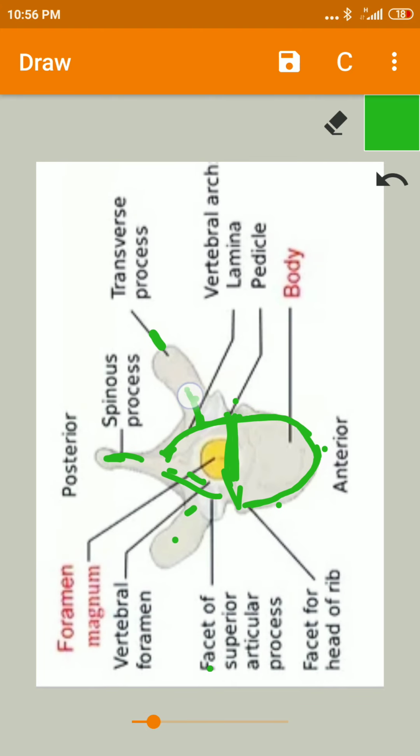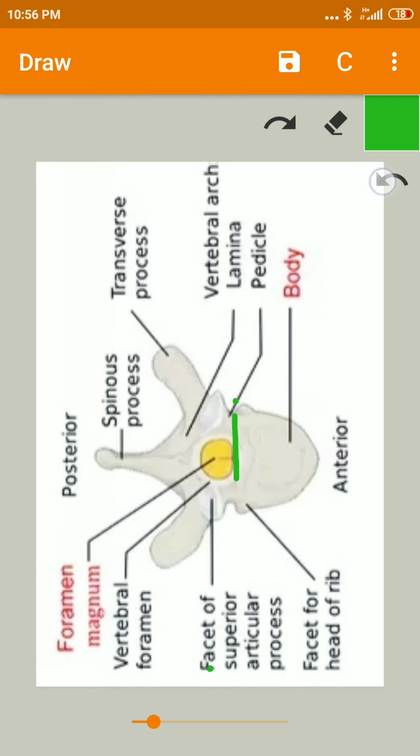We have 2 transverse processes in the thoracic vertebrae. The ribs articulate with the transverse processes. Such articulations are not seen in other areas of the vertebrae. This arch and the body form a foramen at the center called the vertebral foramen. Here they have given foramen magnum. This is not correct. This is the vertebral foramen. The foramen magnum is continued with the vertebral foramen. The pedicles also have notches: the superior vertebral notch and the inferior vertebral notch. These notches help in the formation of the intervertebral foramen.